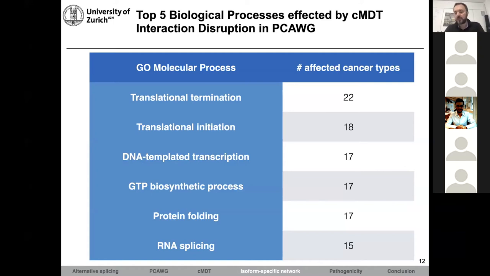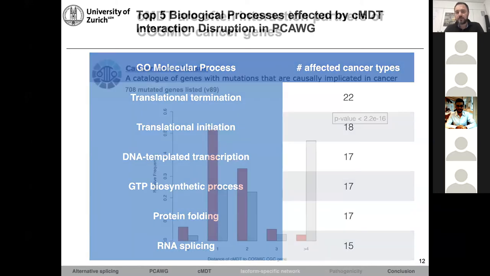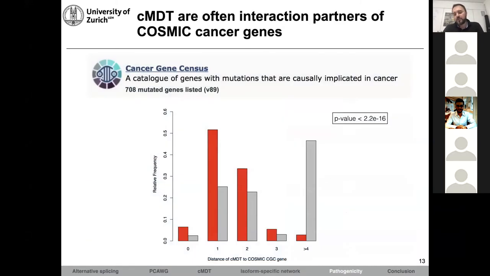In terms of pathogenicity, now knowing which interactions are lost, the next question is whether these interactions are somehow important for cancer. Here we used the interaction network to measure between our genes.